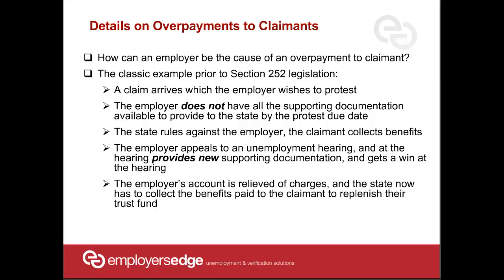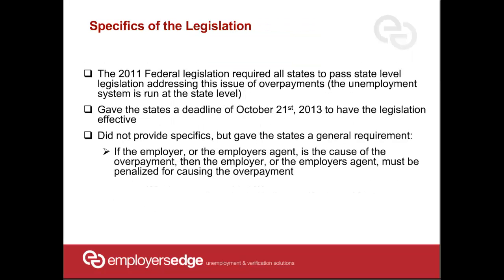All states had to pass this legislation. It was mandated by the federal government, and all states had to pass it by October 21st of each year, and they did. And like I just talked about, I got a little ahead of myself there, so forgive me. If the employer or the employer's agent is the cause for the overpayment, then the employer or the employer's agent must be penalized for causing that overpayment. And the penalty is not getting relief of charges or not getting paid back that money to your reserve balance or not being able to participate in unemployment hearings. So that is the legislation that, like I said, just enacted, and I just want to make sure you're all aware of that.